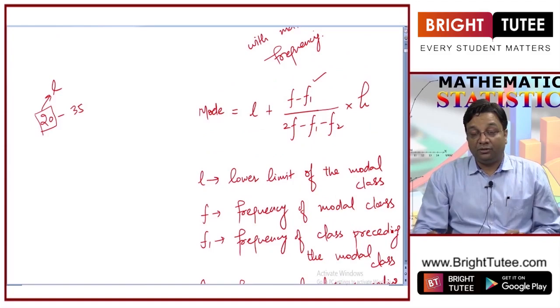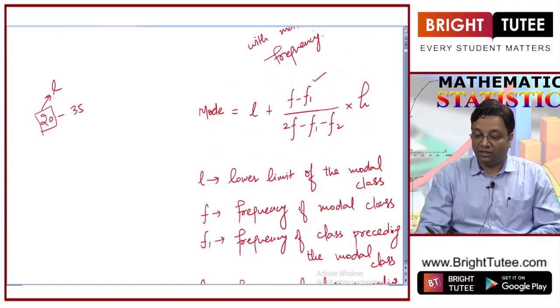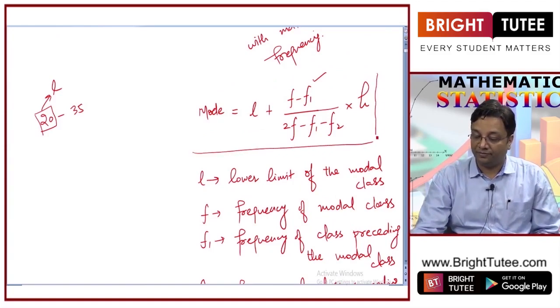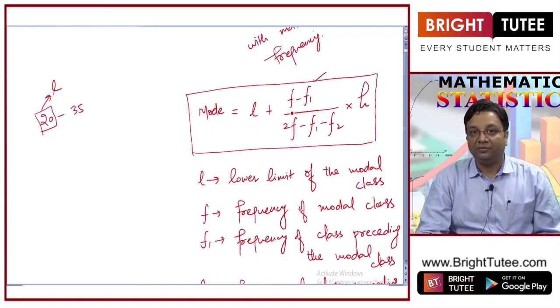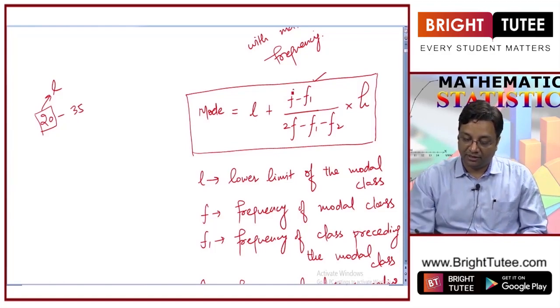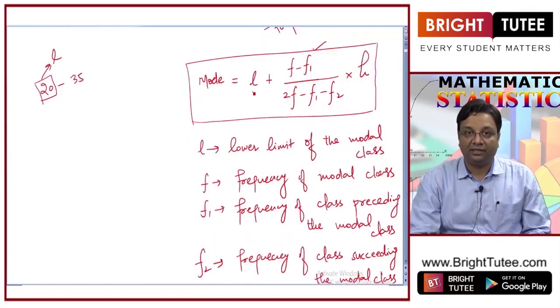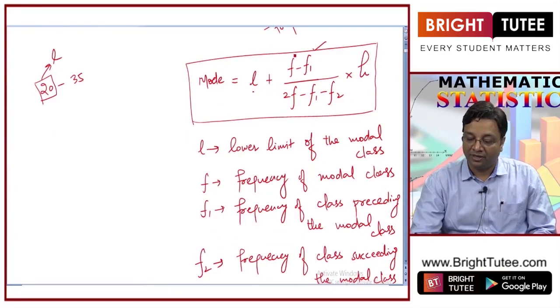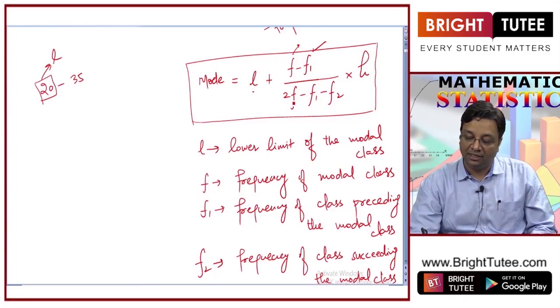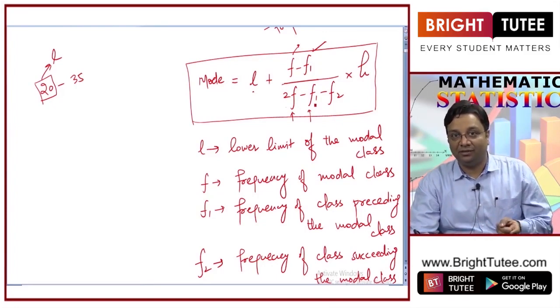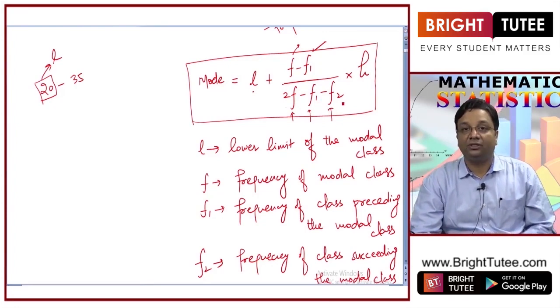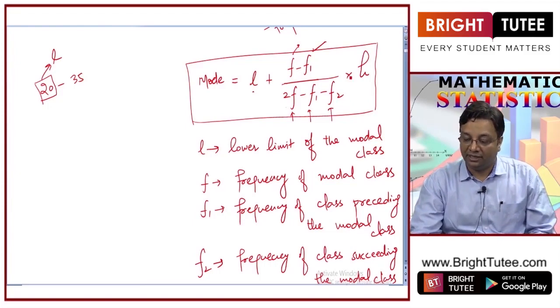You don't have any other shortcut, you just have to memorize this formula. These symbols might be different in different books, but the formula is this: L, that is the lower limit of the modal class, plus frequency of the modal class minus frequency of the class preceding the modal class, divided by twice the frequency of the modal class minus frequency of the class preceding the modal class minus frequency of the class succeeding the modal class, into h.